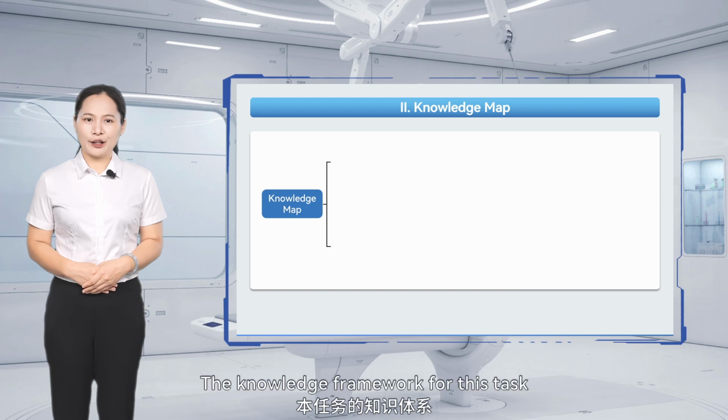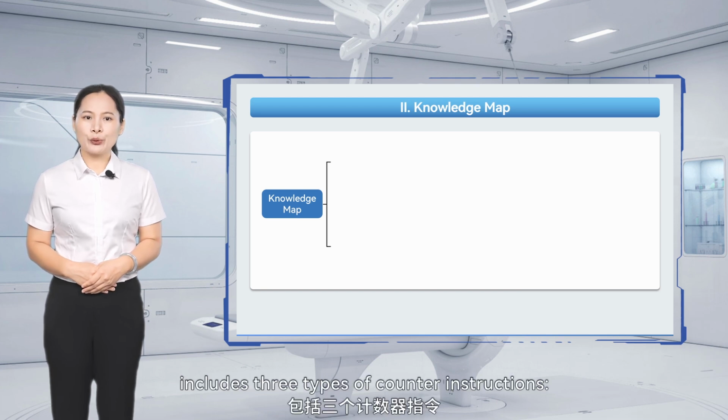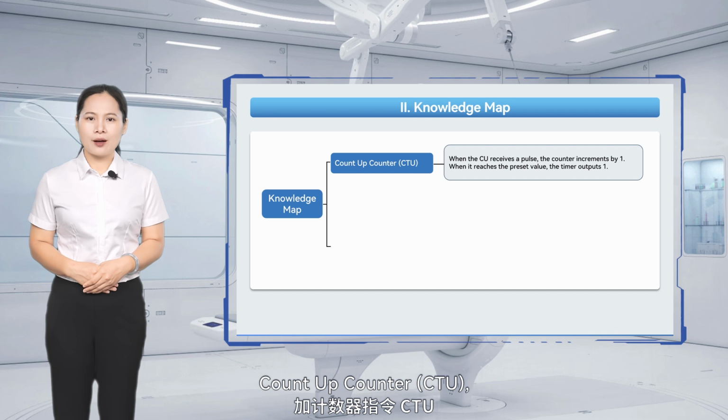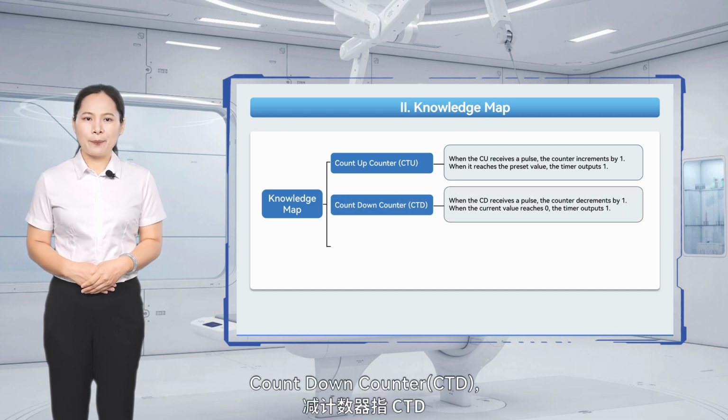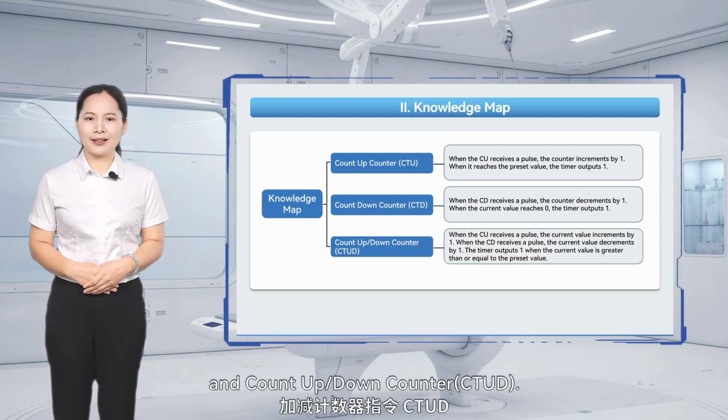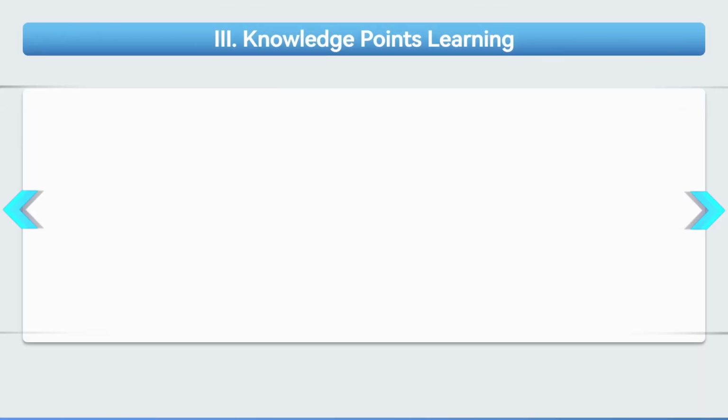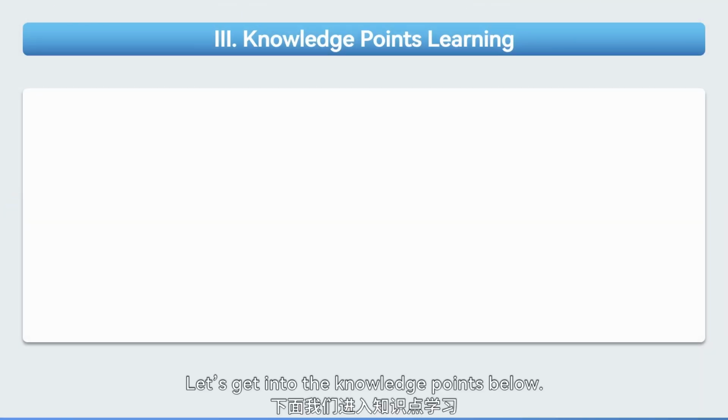The knowledge framework for this task includes 3 types of counter instructions: count up counter (CTU), count down counter (CTD), and count up and down counter (CTUD). Let's get into the knowledge points below.